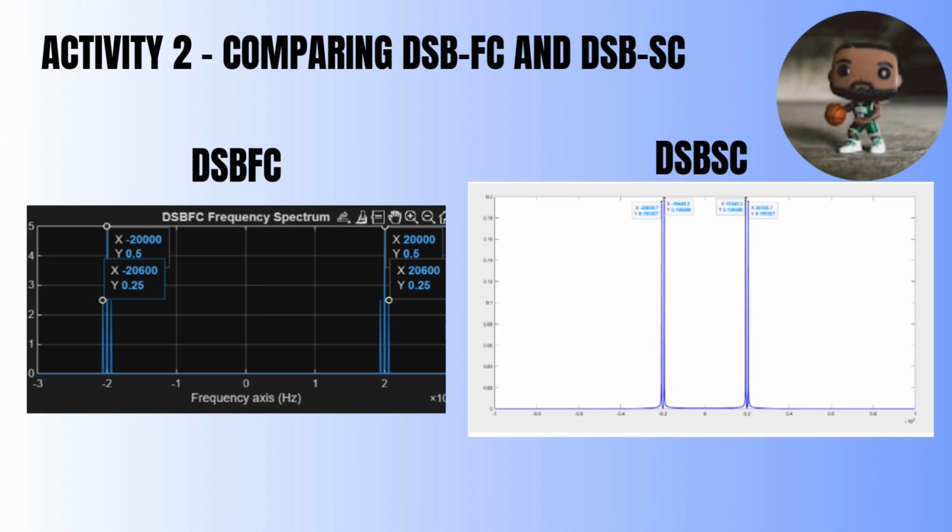The second one is DSB-SC. In DSB-SC, the carrier is removed, so you are only left with two lines, which we call the sidebands, and only these are transmitted. This improves power efficiency but requires a more complex receiver for demodulation.